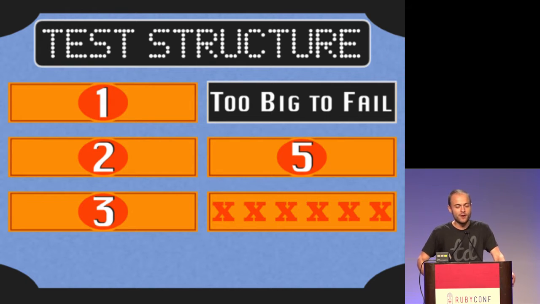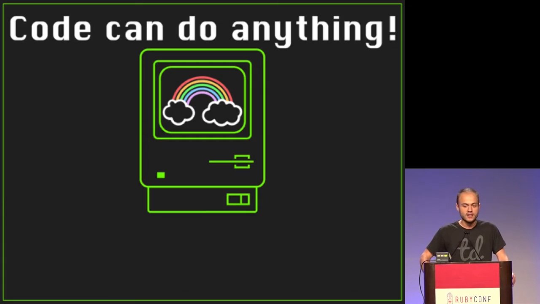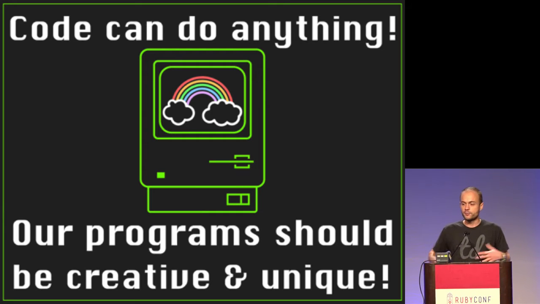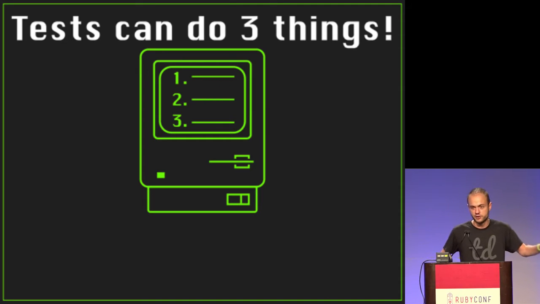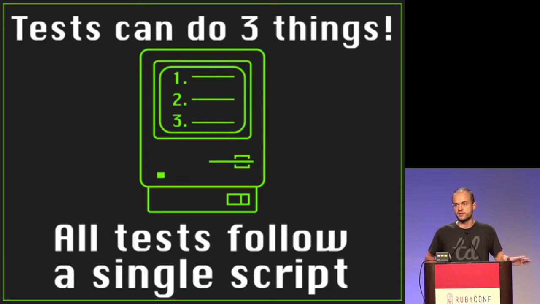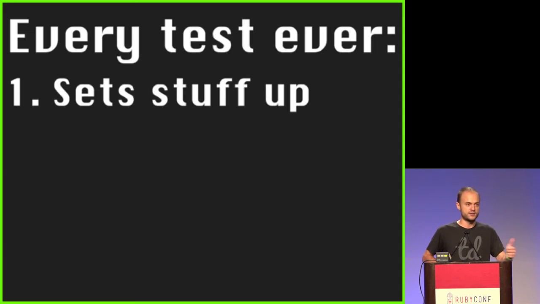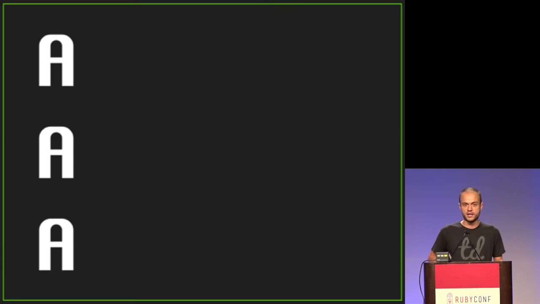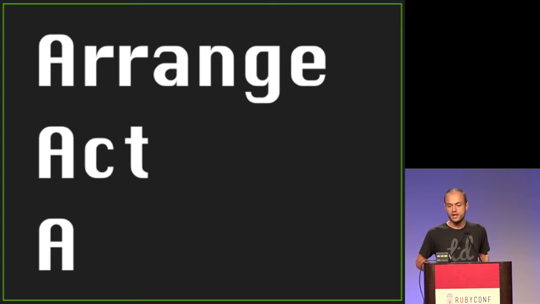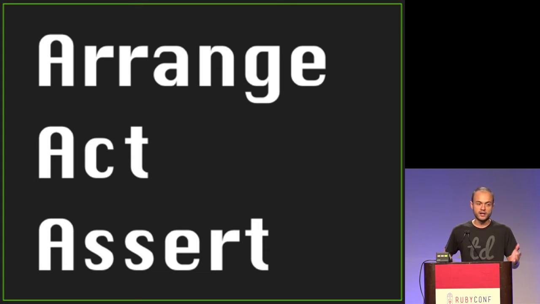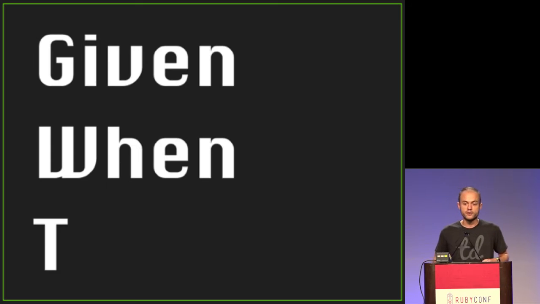Next up, I want to talk about how we hate when our tests go off script. Code can do anything. Our program should be unique and creative, special unicorns of awesomeness, but tests can and should only do 3 things. They all follow the same script. Every test ever sets stuff up, invokes a thing, and then verifies behavior. We're writing the same program over and over again, and it has these 3 phases: arrange, act, and assert. A more natural English way to say that would be given, when, then.